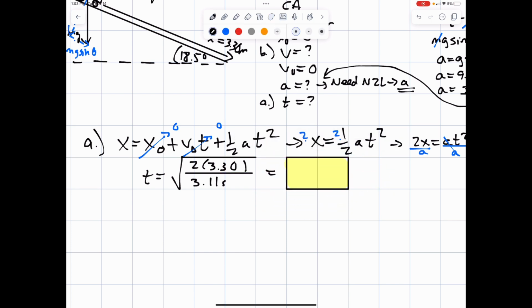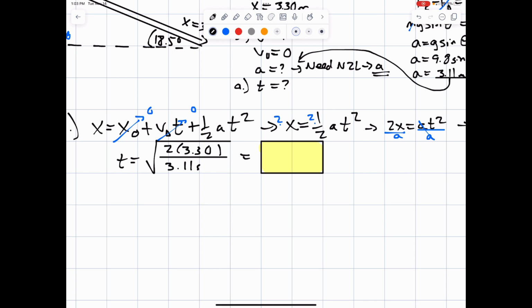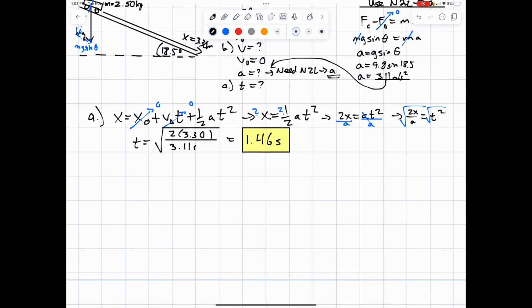Take a moment to put that in your calculator. And we should be getting about almost 1.5, about 1.46 seconds. Well, the speed at the bottom of the hill, we can find that using velocity as a function of time, v equals v naught plus at. Starting from rest, it's going to be a times t.